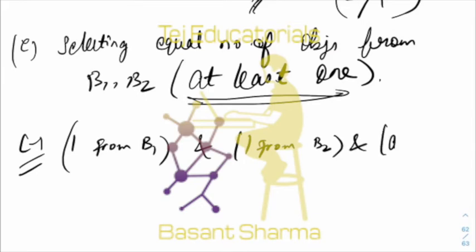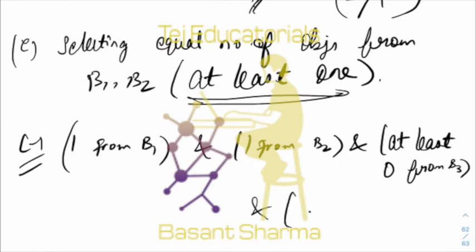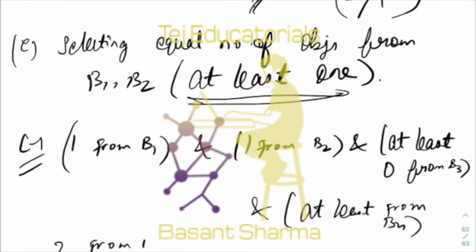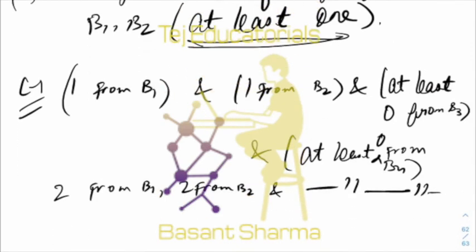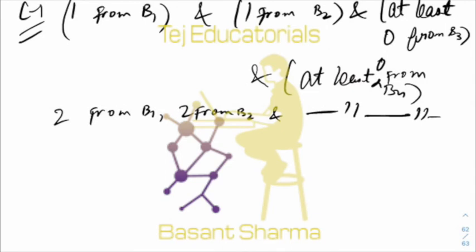And let's say event E3 is at least 0 from B3, because there is no condition on B3, so it can happen that we don't select anything from B3 at all, and at least 0 from B4. Then you could have, let's say, 2 from B1, 2 from B2, and similarly at least 0 from B3 and at least 0 from B4. Now, till where can we go?